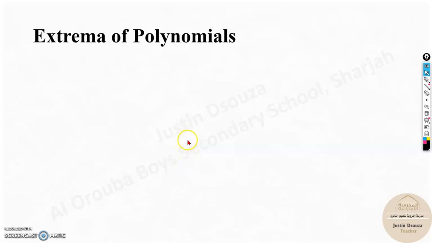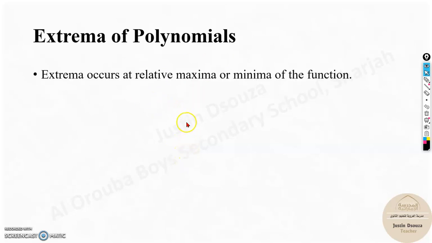The next topic is extrema of polynomials. Now, extrema, as you can see, is something extreme. It can be a relative maximum or minimum. It either is topmost or bottommost, extreme points, as you can see over here.